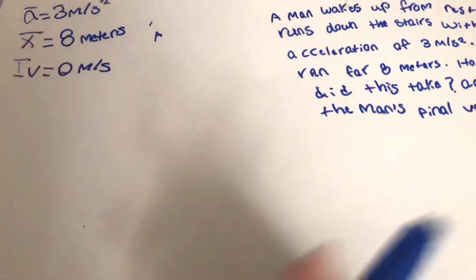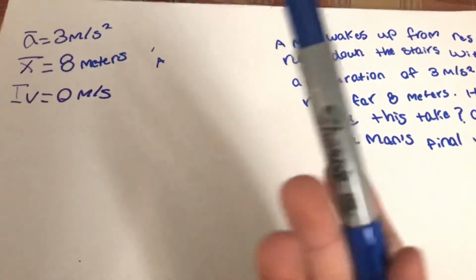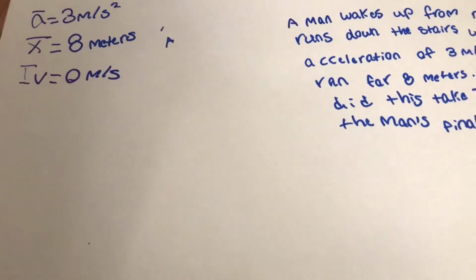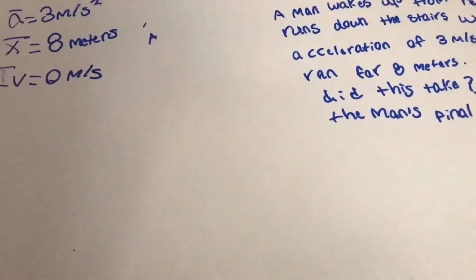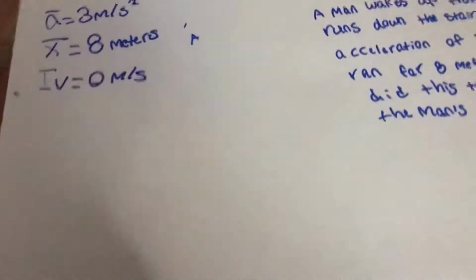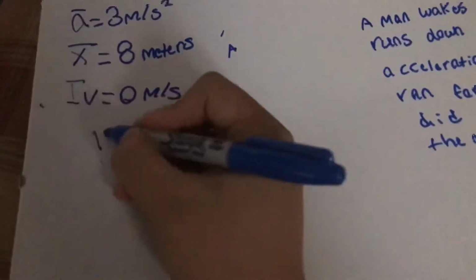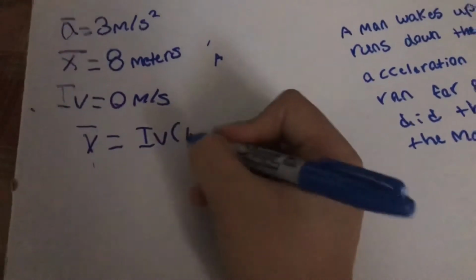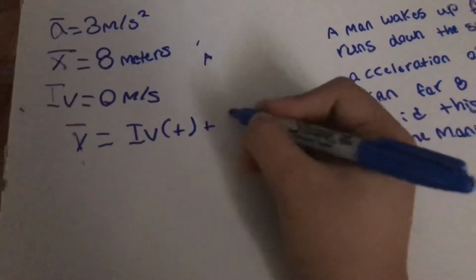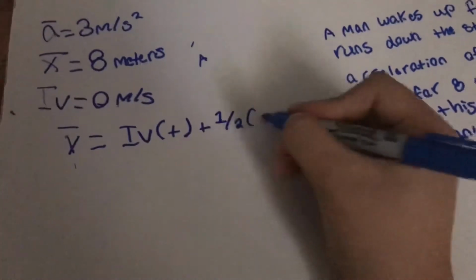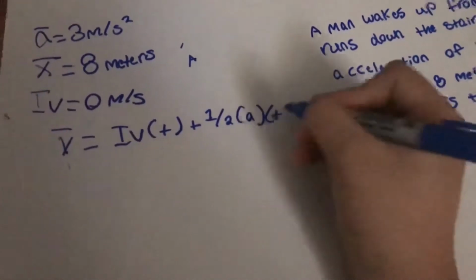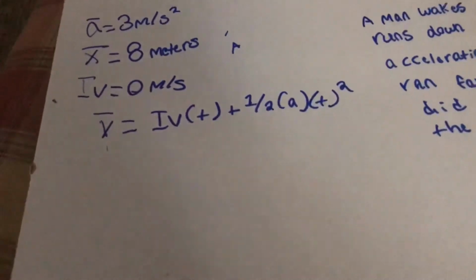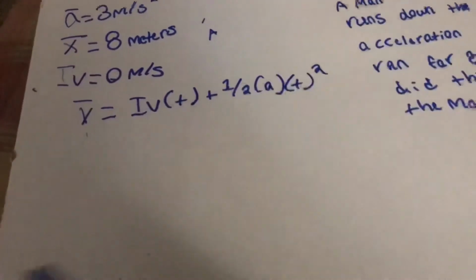Okay, so now that we figured out the stuff that we already had in the problem given to us, we can figure out the time by putting the stuff we already have into the displacement formula. Now, the displacement formula is x equals initial velocity times time plus 1/2 times acceleration times time squared. So, what would we do with this? Now, we would plug in with what we already have.